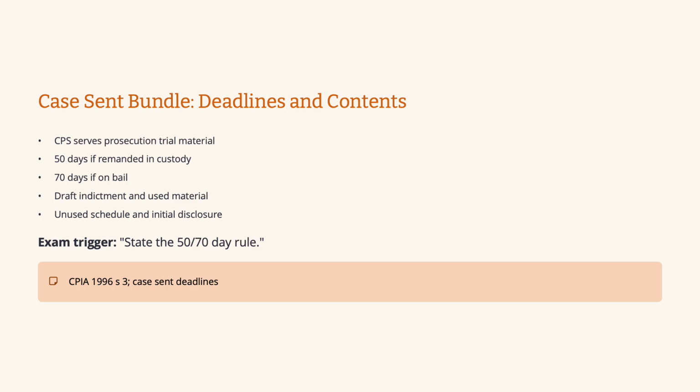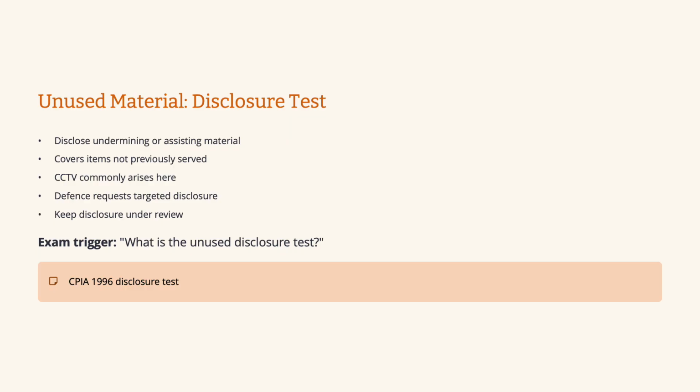So in exam, they can ask, state the 50-70 day rule, and you need to keep in mind that it's 50 days if in custody, 70 days if on bail. That's the rule of thumb, and you need to memorize it. You need to just keep this in mind. The unused material schedule deserves particular attention because disclosure issues frequently arise here.